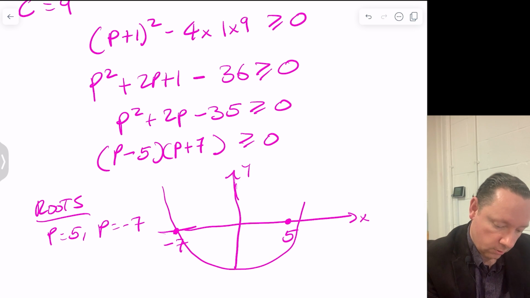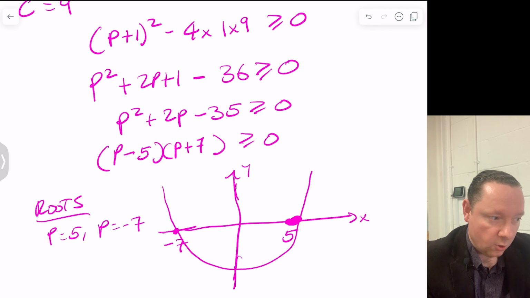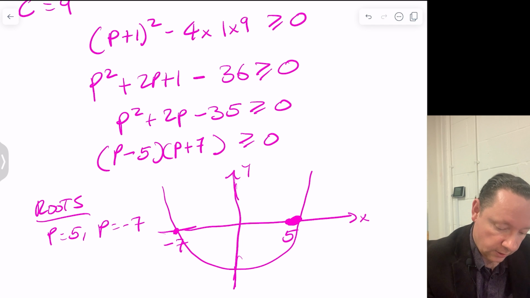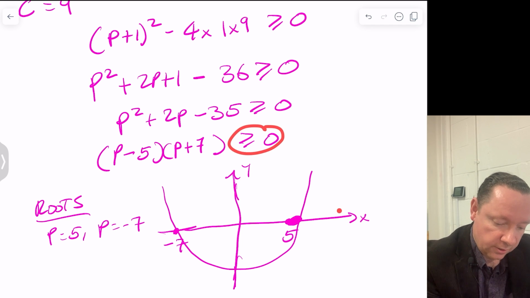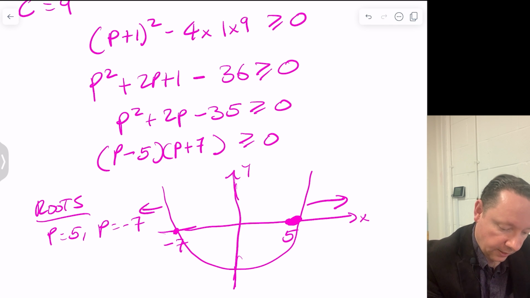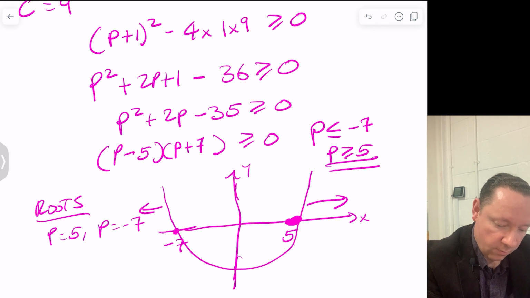So I just draw, pretty rubbish drawing, but you get the idea. That turning point would probably not be there. May well be, but it doesn't really matter. What matters is it's greater than or equal to 0, so it's above the x-axis. So the bits that are above the x-axis are this side and that side. If I was below the x-axis, I'd be in between. So now I can immediately just say that p is less than or equal to minus 7 and p is greater than or equal to 5, and we're done there.